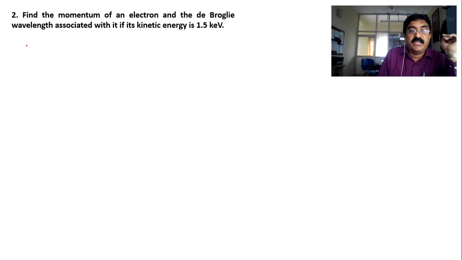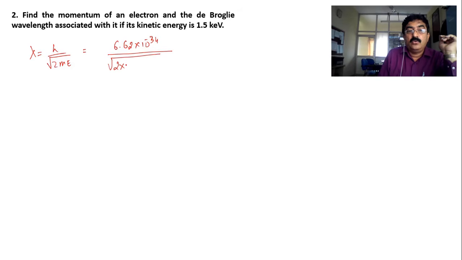K means kilo. Well, lambda is equal to, once again, h by root of 2me. That is equal to 6.62 into 10 power minus 34 divided by square root of 2 into 9.1 into 10 power minus 31 into 1.5 into kilo. So I put 10 power 3 into electron volt. I put 1.6 into 10 power minus 19.